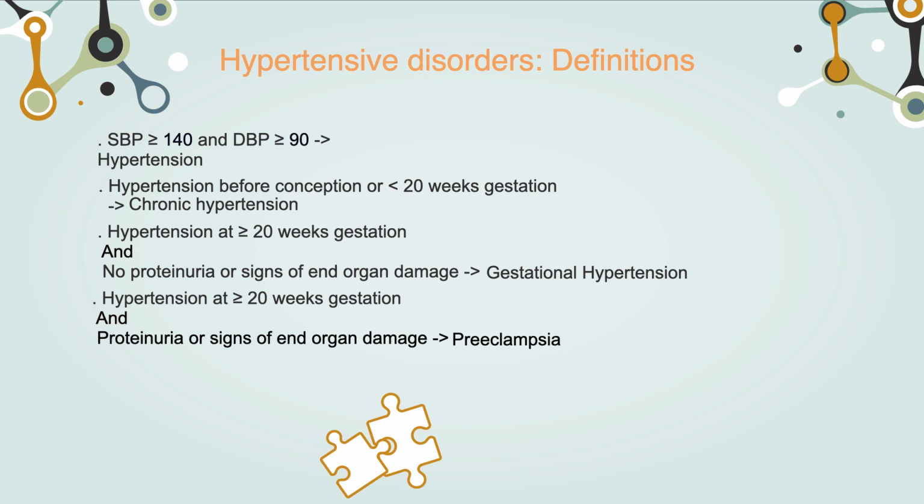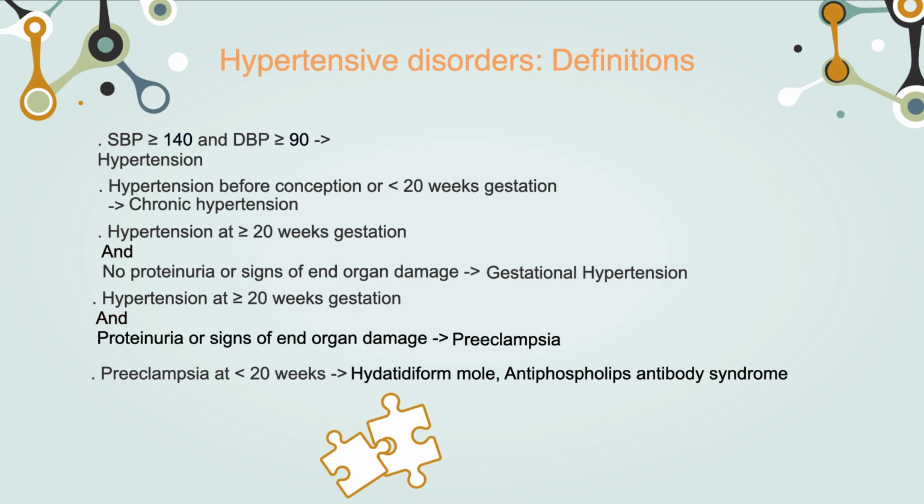And then what if you get the exact above scenario, hypertension with proteinuria or signs of inner organ damage, but it occurred at less than 20 weeks gestation? So what could that be? That could be due to certain conditions that are really high yield for Step 2 CK to be aware of, and these are molar pregnancy (hydatidiform mole) and antiphospholipid antibody syndrome.